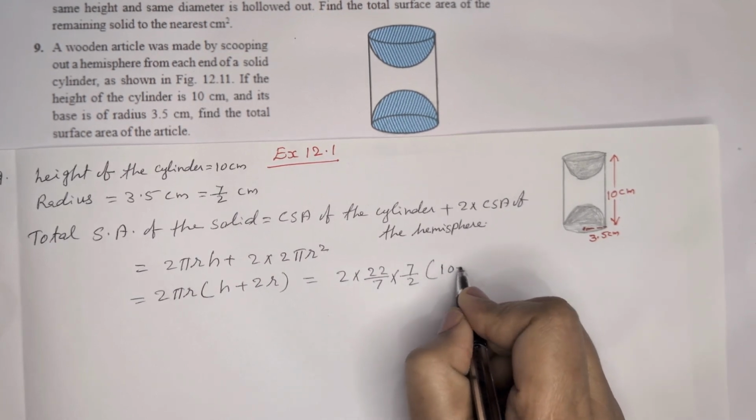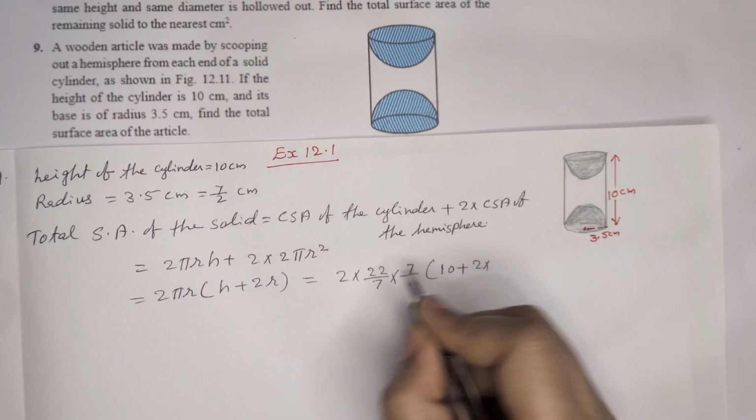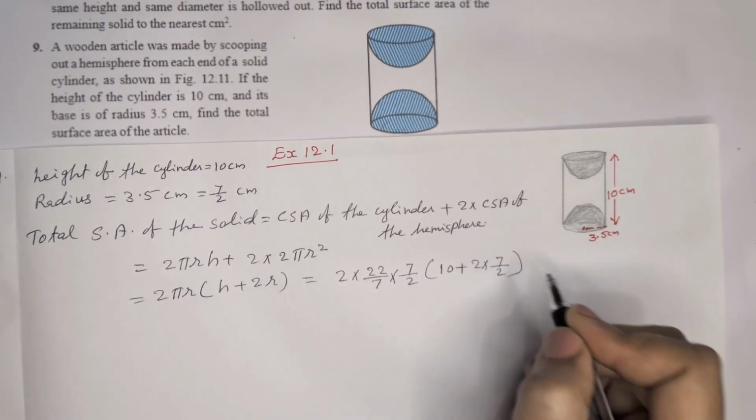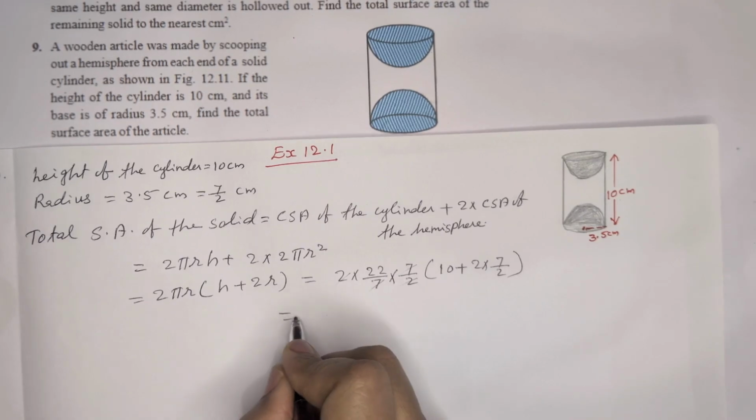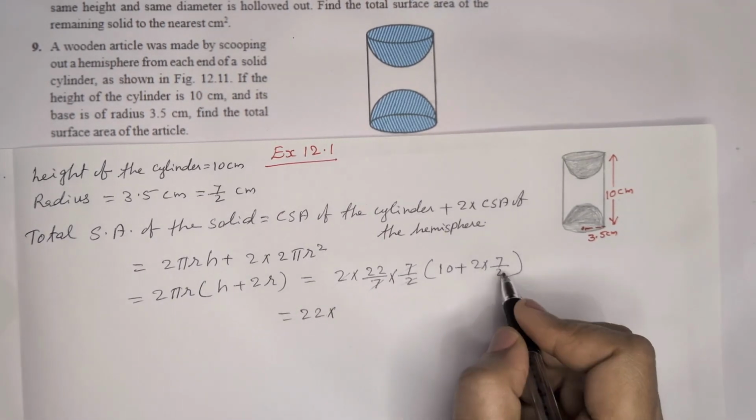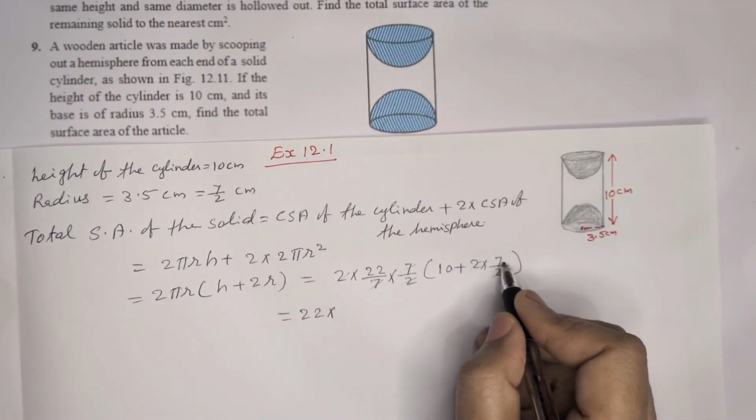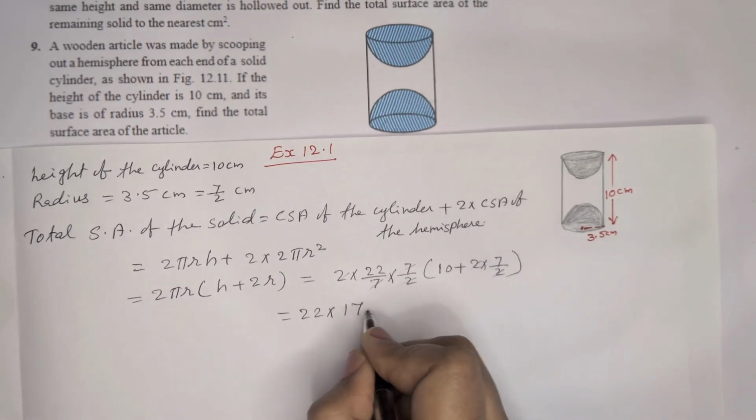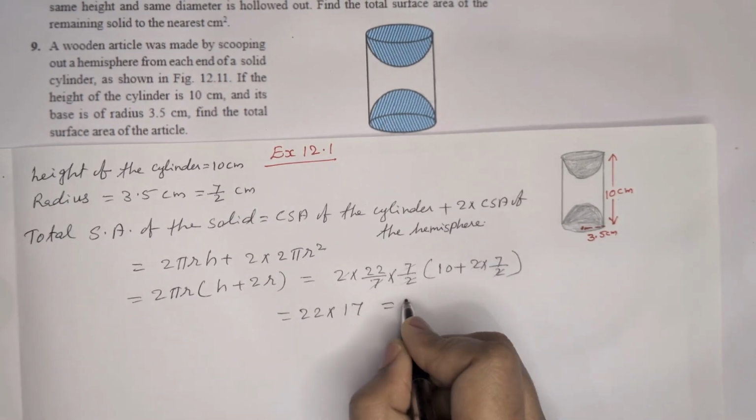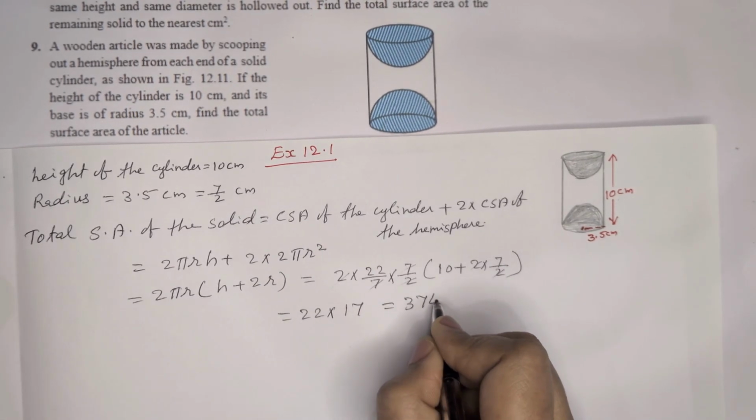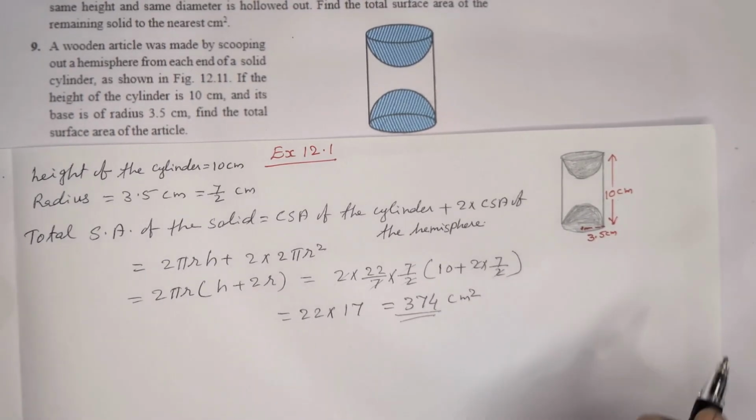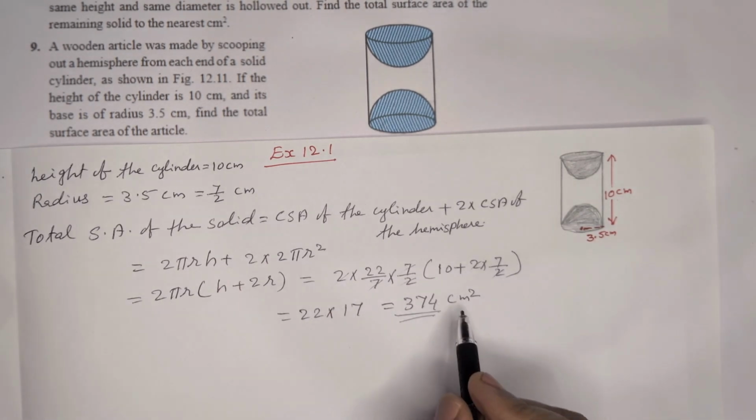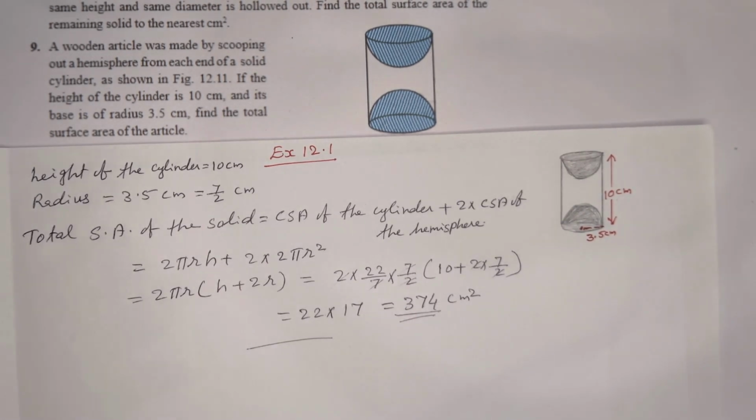Height is 10. 2 into radius is 7 by 2. 7 and 7 will cancel, 2 and 2 will cancel. So which is equal to 22 into, here 2 and 2 will cancel, 10 plus 7, that is 17. So 22 into 17, which is equal to 374 centimeters square. So total surface area of the remaining solid is equal to 374 centimeters square area.